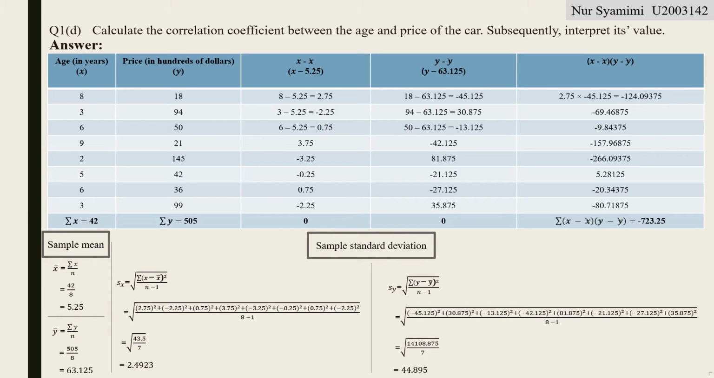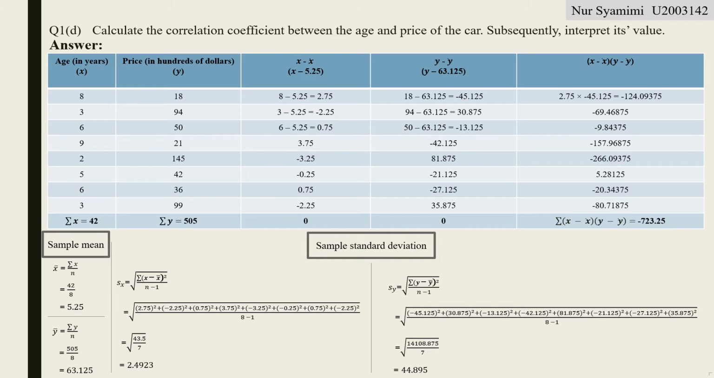In column 3, for the first data, 8 minus 5.25 equals 2.75. For the second data, 3 minus 5.25 equals negative 2.25. And for the rest of the data, we use the same method. And for the last data, we get negative 2.25.